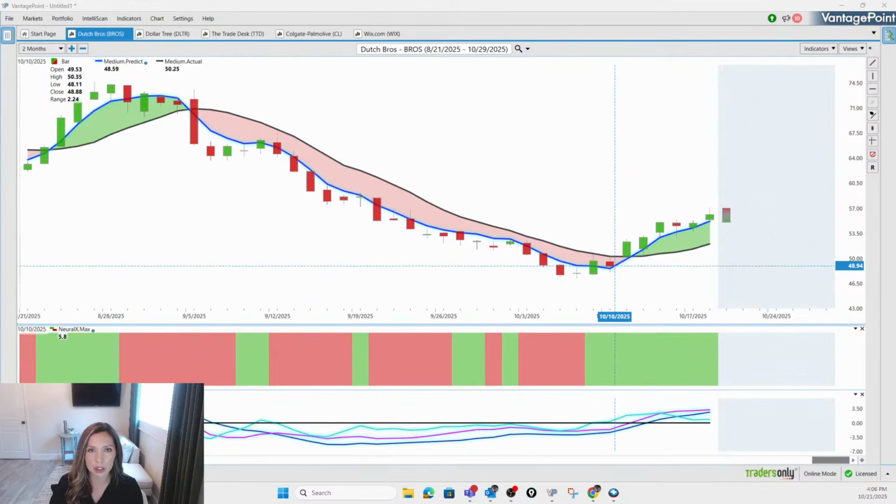So let's talk about how to do that really quickly, and then we'll dive into finding these types of assets as well. So the first thing, let's talk about a bullish expectation. So with the blue line, as I mentioned earlier, this is a predictive moving average. Again, this is a proprietary predictive moving average through VantagePoint. We use neural networks and artificial intelligence to actually forecast this market ahead of time. This line actually predicts 2 days in advance.